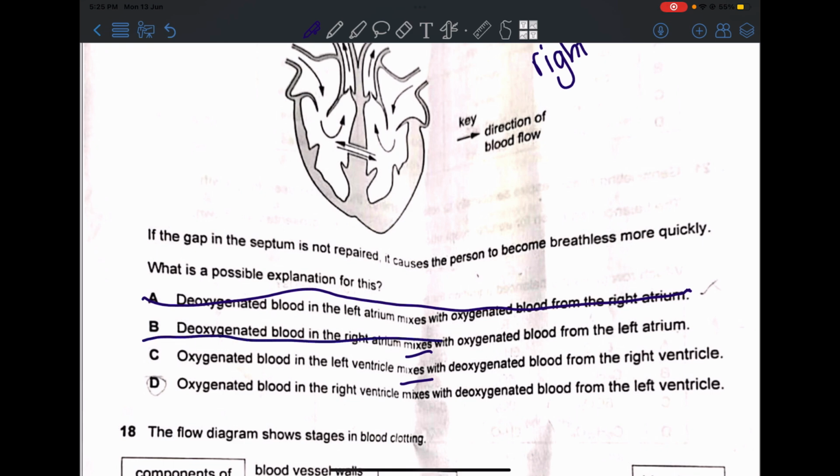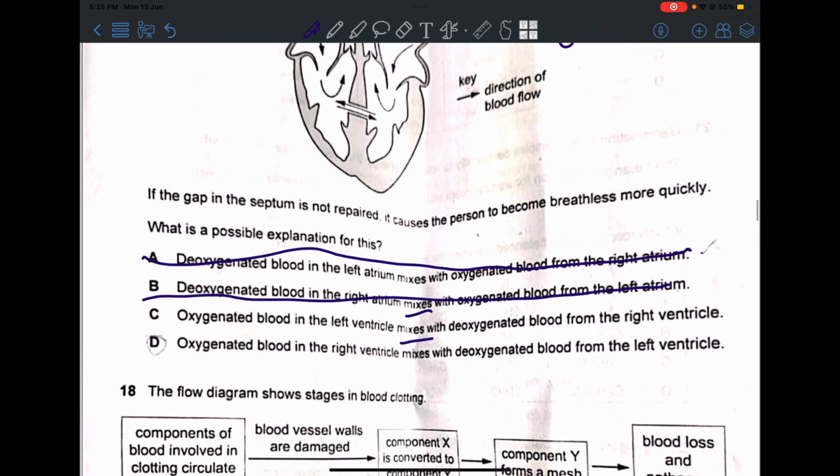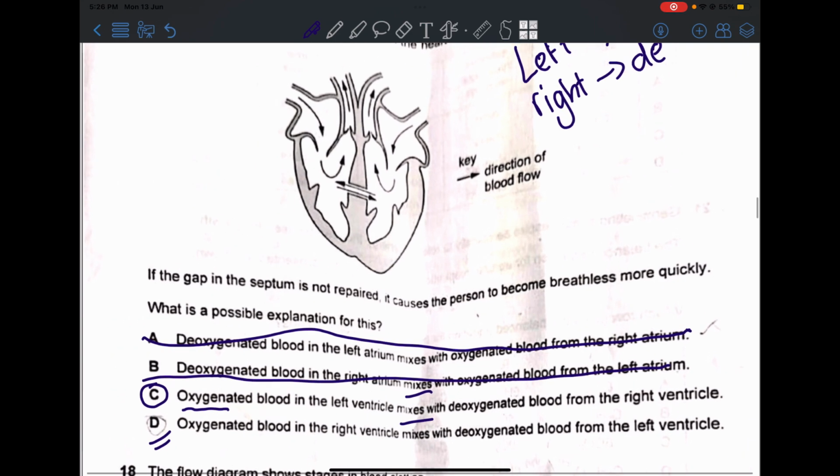So this is incorrect. C says oxygenated blood in the left ventricle mixes with the deoxygenated blood from the right ventricle. Now this is correct, and this D option is incorrect. So these answers aren't fully correct. They're just maybe solved by a student or a teacher, so we don't know. This is the correct answer over here: oxygenated blood in the left ventricle mixes with the deoxygenated blood from the right ventricle. Because as I said here, the right has the deoxygenated and the left has the oxygenated, and they are in the ventricles, not in the atrium.